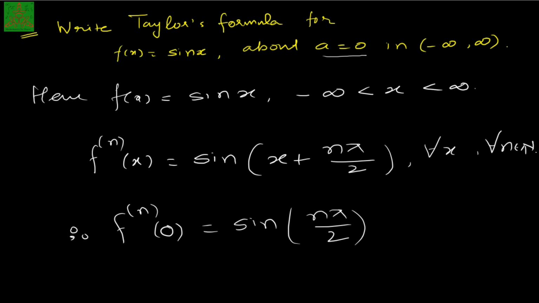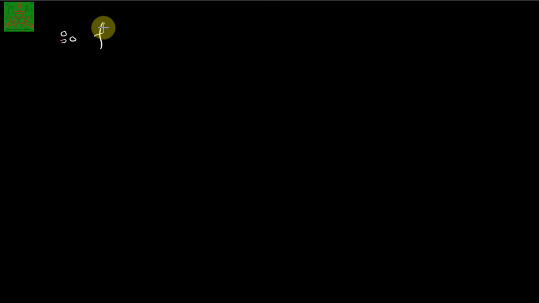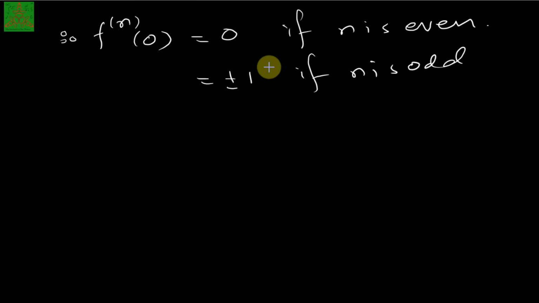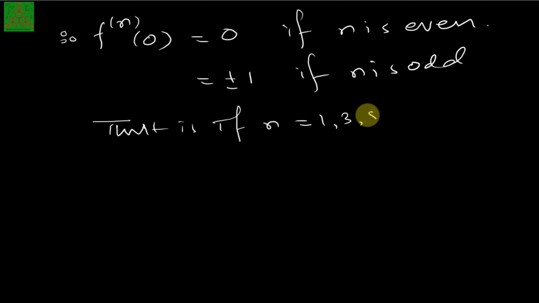So what we can observe is that f n at 0 is 0 if n is even, and it is plus or minus 1 if n is odd. It alternately changes. That is, if n is equal to 1, 3, 5, 7 and so on, then f nth at 0 is plus or minus 1.